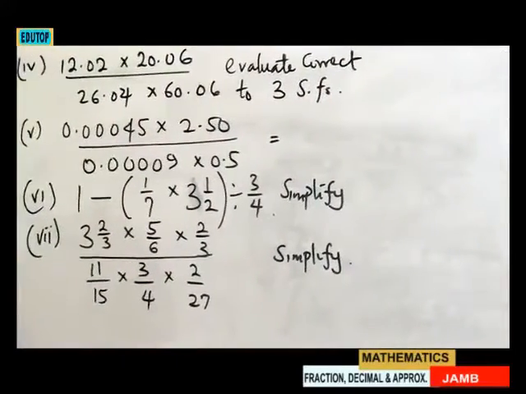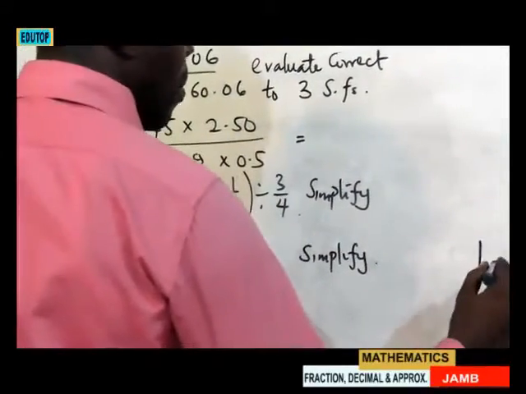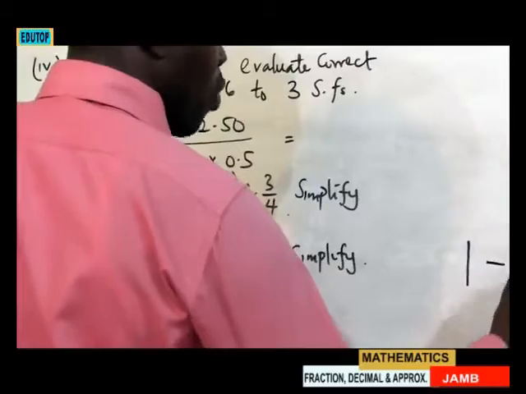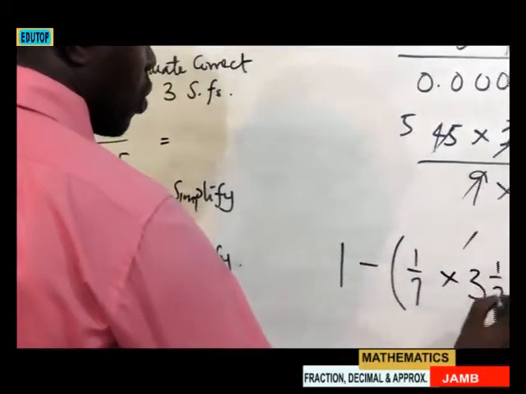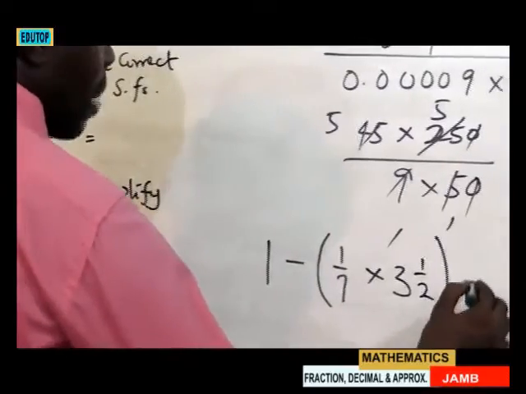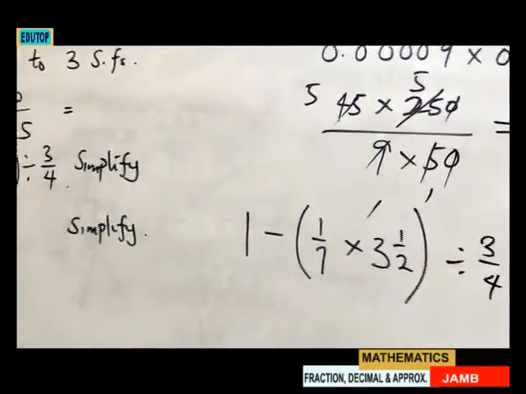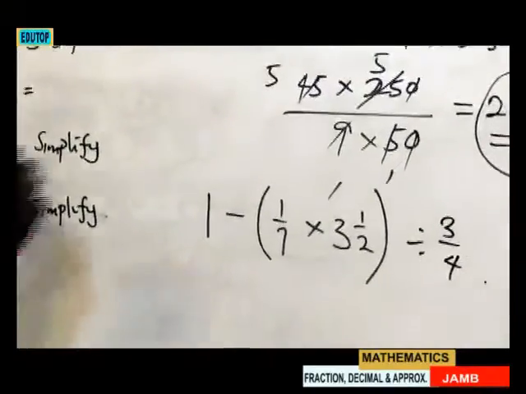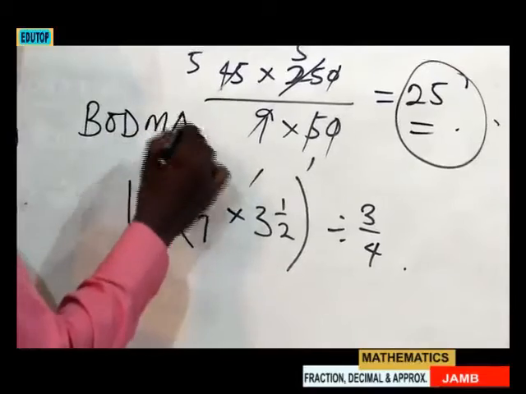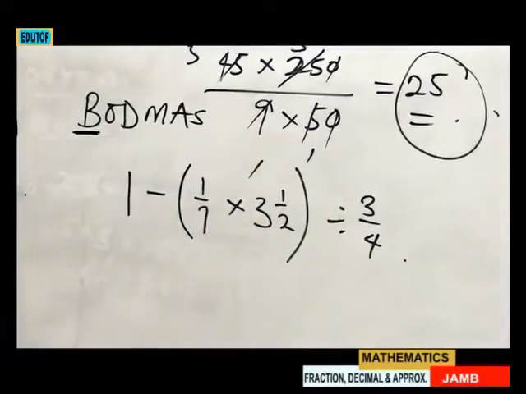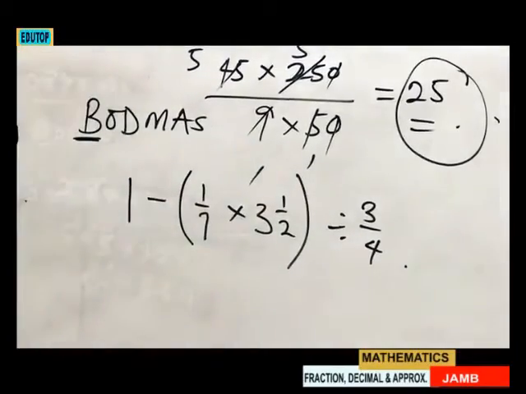So if you have to answer this question, which is the sixth one, we have 1 minus, in brackets, 1 over 7 times 3 whole number 1 over 2 divided by 3 over 4. Here, by the rule of BODMAS, the first is brackets. B stands for brackets, so we have to simplify the one that is in the bracket first.